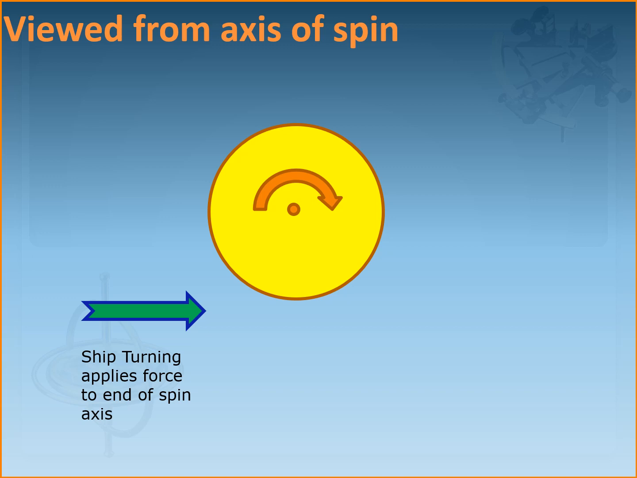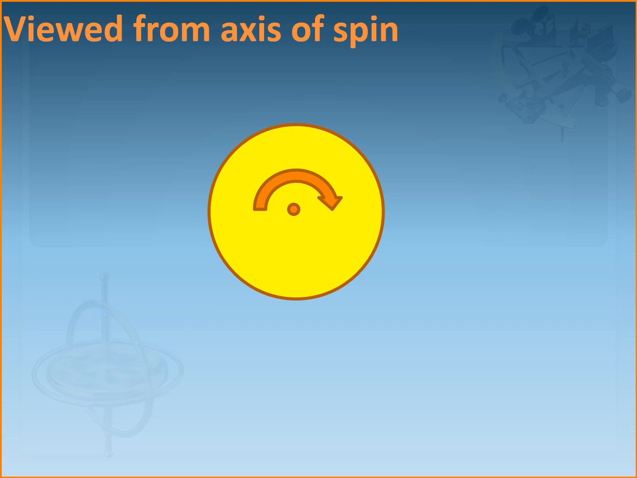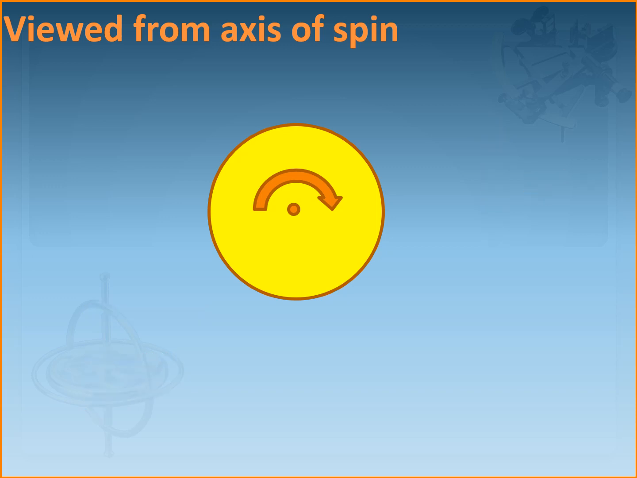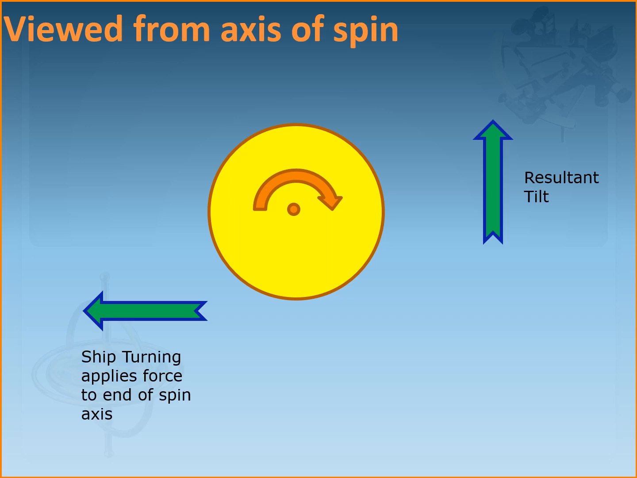So here is the ship turning. It applies force to the end of the spin axis. Because of the spring that restricts the movement of the gyro axis, the gyro experiences an equal and opposite force back from the spring, which results in a tilt equal to the force experienced, and this force is equal to the rate of turn of the ship. That is how it measures the ship's turning force.